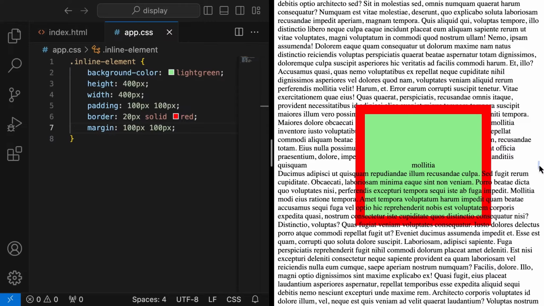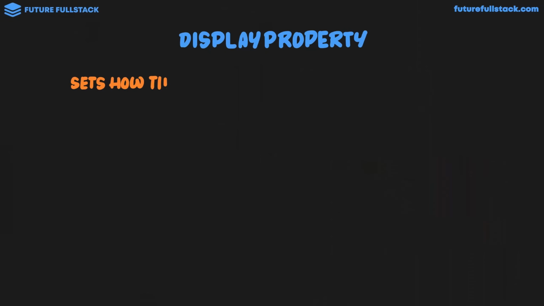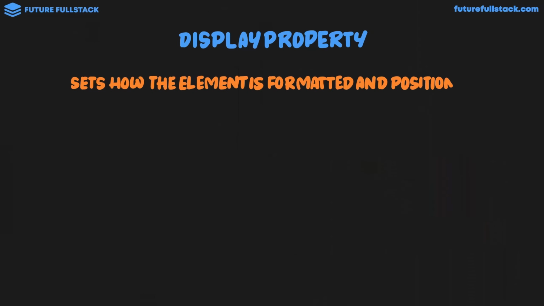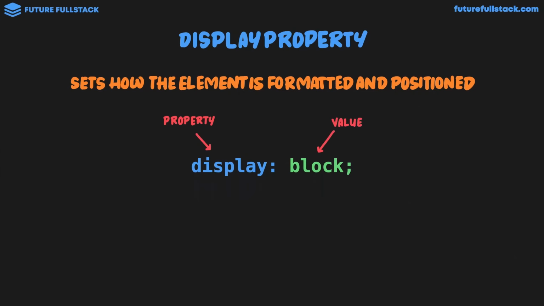So long story short, there's just some weird stuff going on with applying box model properties to inline elements. And we're going to see soon how we can correct this, as being able to apply box model properties to inline elements is important. So let's now take a look at the display property. This sets how the element is formatted and positioned. It looks like this, where display is the property, and in this case block is the value. The values can be block, inline, inline block, flex, and grid.